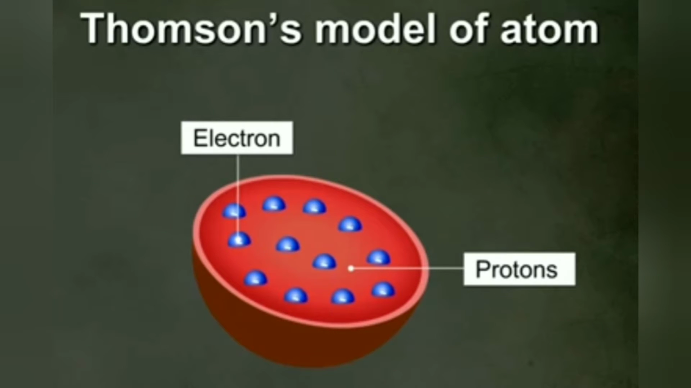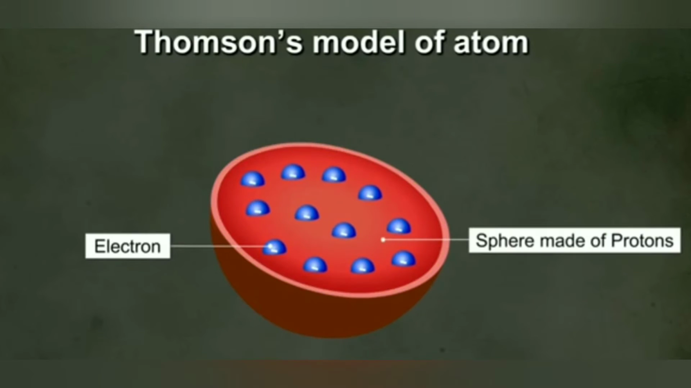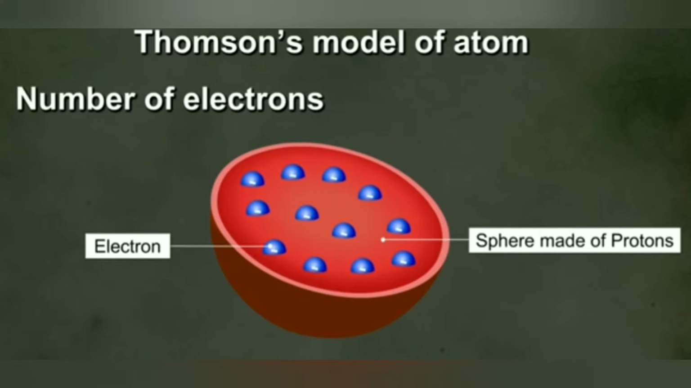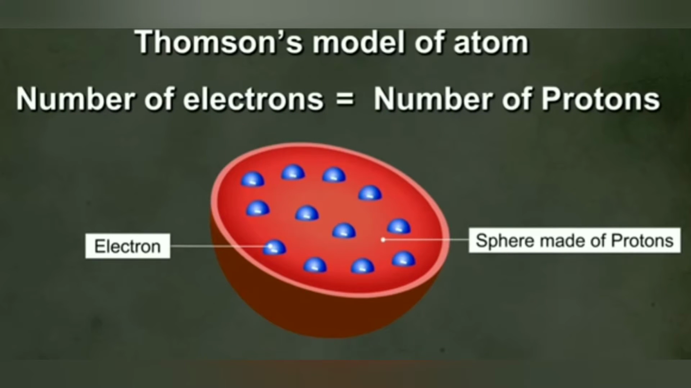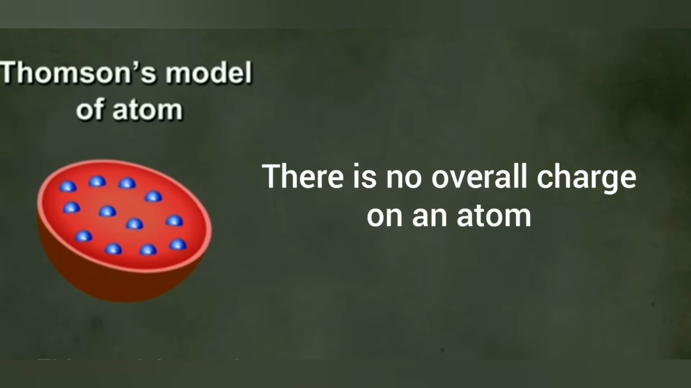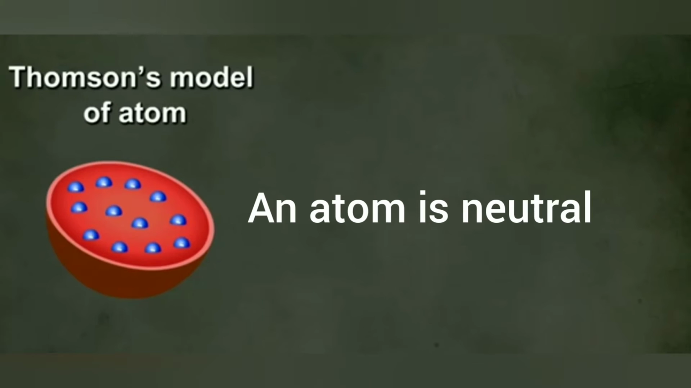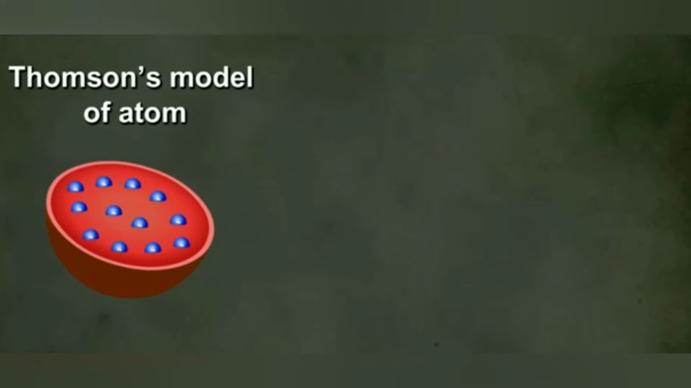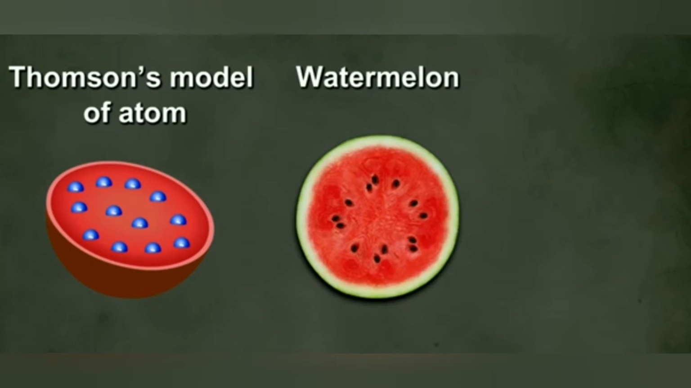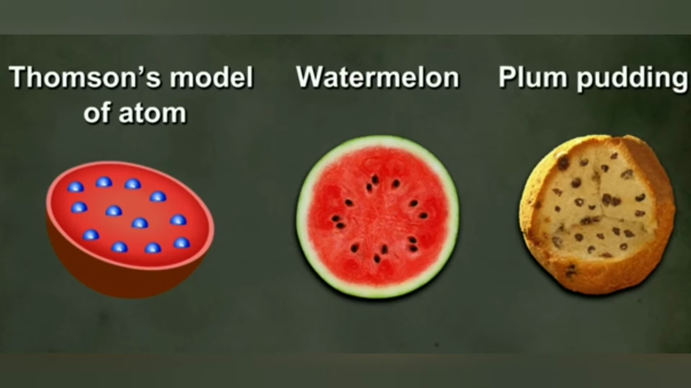According to him, the positively and negatively charged particles, or in other words, the number of electrons and protons were equal, due to which there is no overall charge on an atom, means an atom is neutral. This model was also known as the watermelon or plum pudding model because of its similarity with these two.